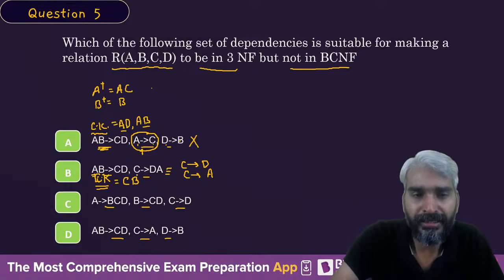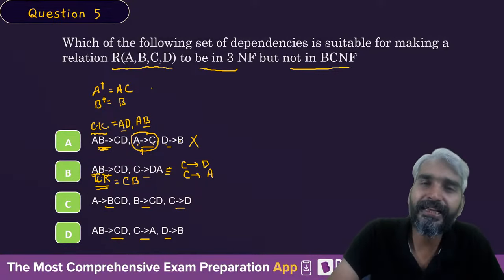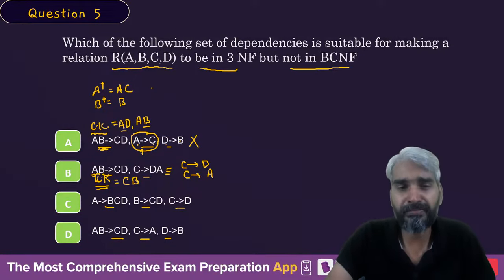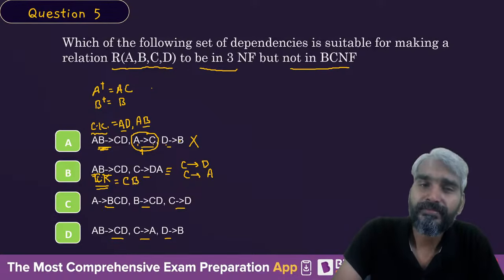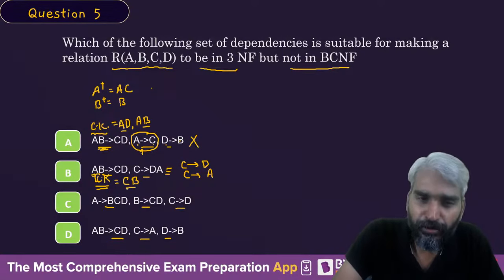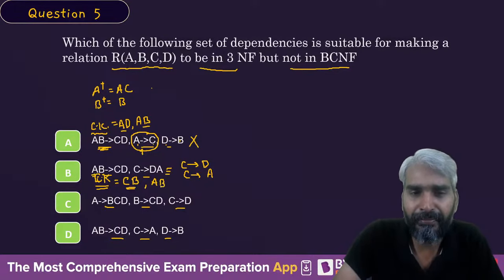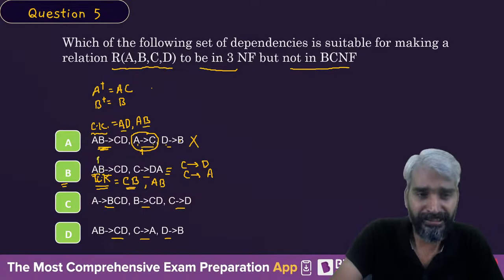What is C closure? C closure is CDA, but it does not determine B, therefore B must be included, and B closure is B only. So none of the proper subsets of these two is a candidate key, therefore this is a candidate key. So two candidate keys: CB and AB. So again, what is the normal form of this second one? This is in BCNF, that's fine.